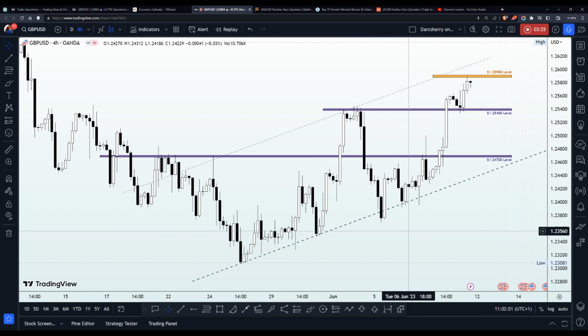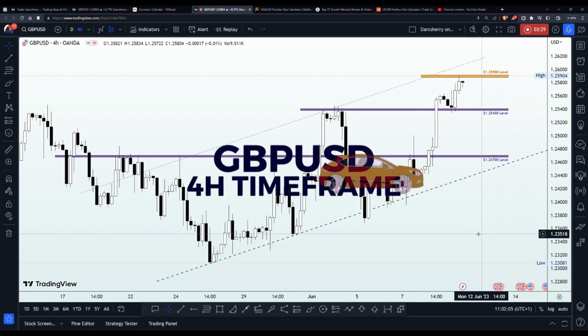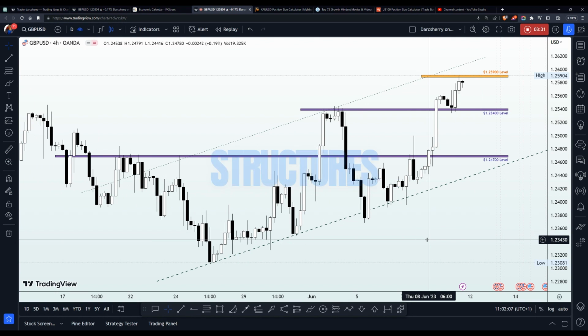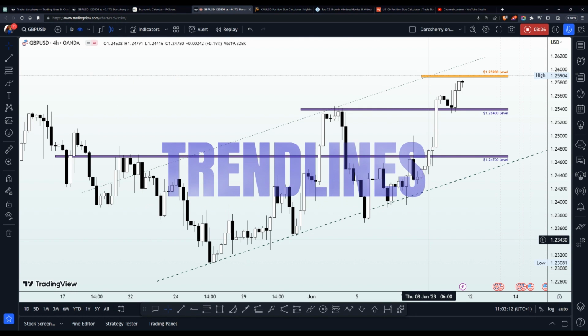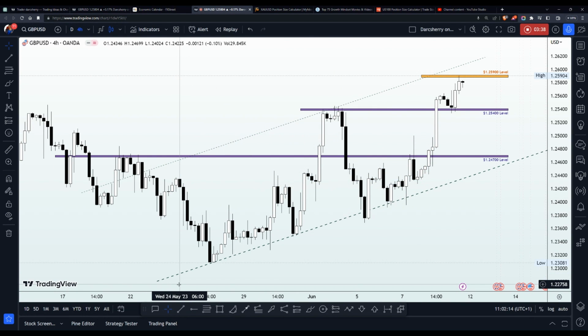So what I did here was to take into consideration the 4 hours time frame where I was able to mark out key structures, levels, and trend lines we are going to be using after taking into consideration the activity of price action since the last trading day, last trading week of last month to give me an idea of what to be expecting in the coming week.